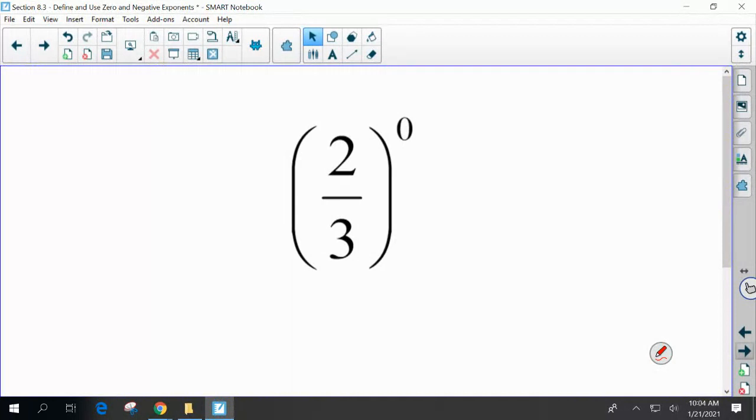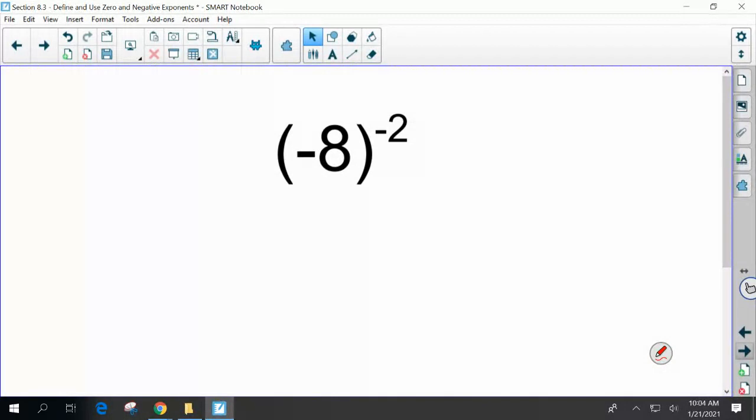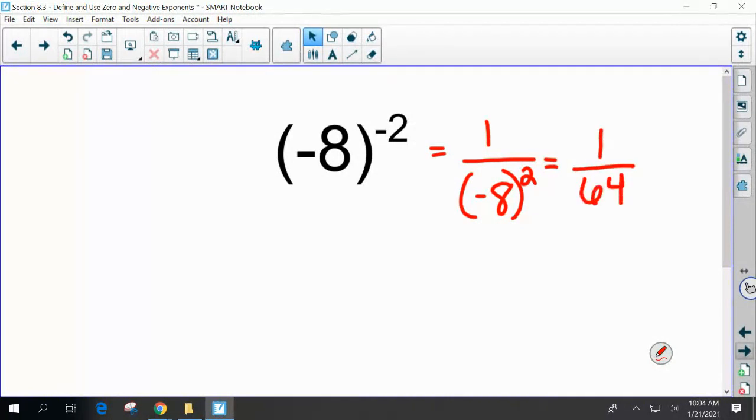Okay, 2/3 to the 0 power is 1. Negative 8 to the negative 2 power. So again, I can't leave my exponent negative. Your base can be negative, but not your exponent. So I'm going to put this under 1. So negative 8 in parentheses raised to the second power. When you put this in your calculator, you need to make sure that you use parentheses or it will not come out to be the correct answer. Because your correct answer should be 1 over 64.